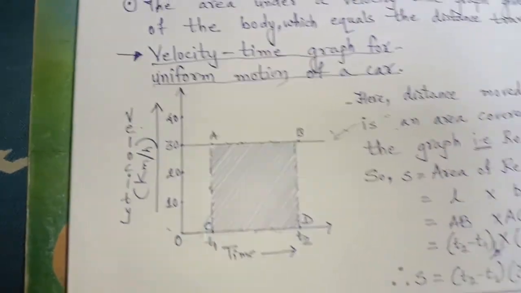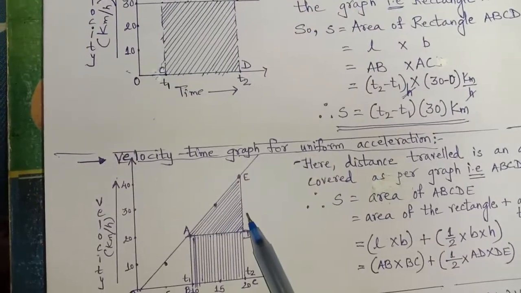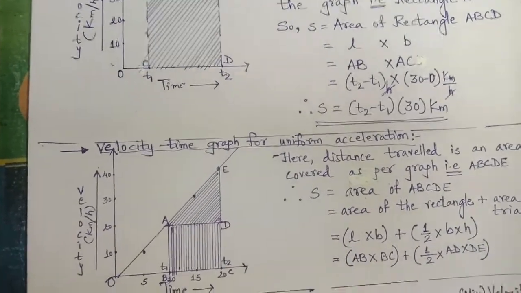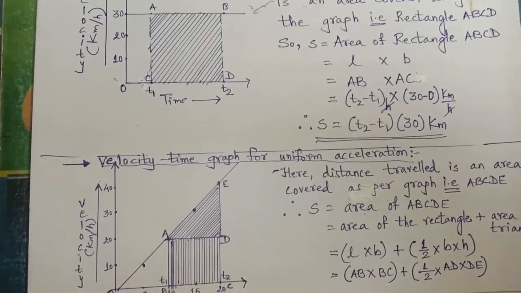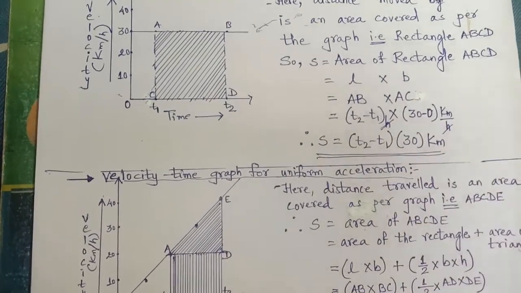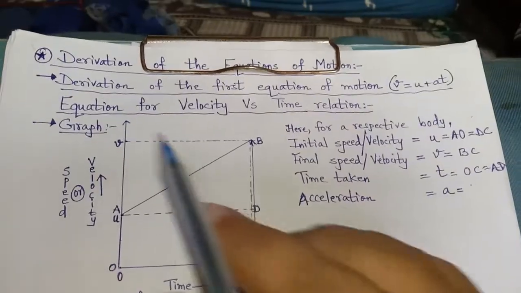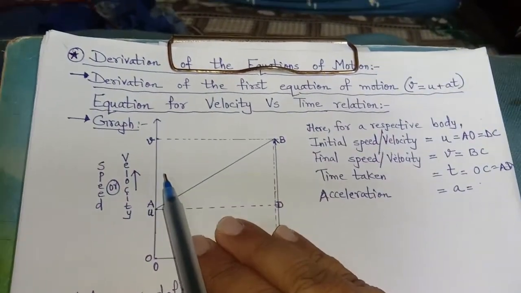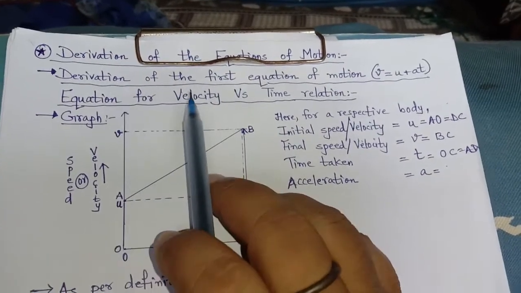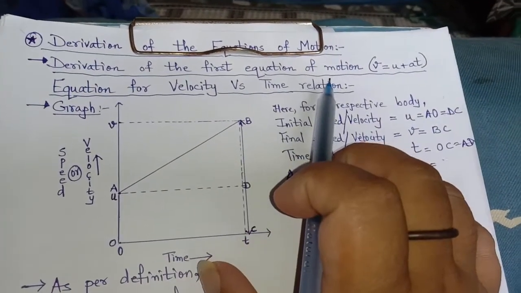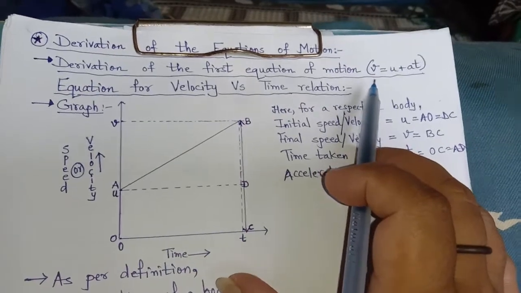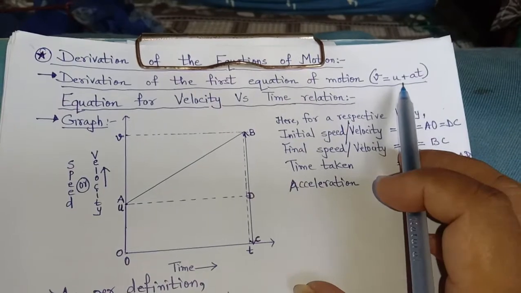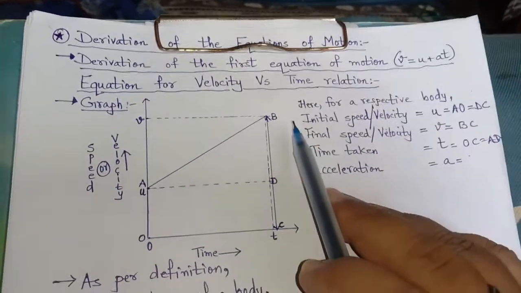So this graph's idea about slope and area is helpful to us to calculate the equations for the motion, which we will see in the next video: derivation of the equations of motion. First of all, derivation of the first equation of motion, which is final velocity v is equal to initial velocity u plus acceleration into time taken.